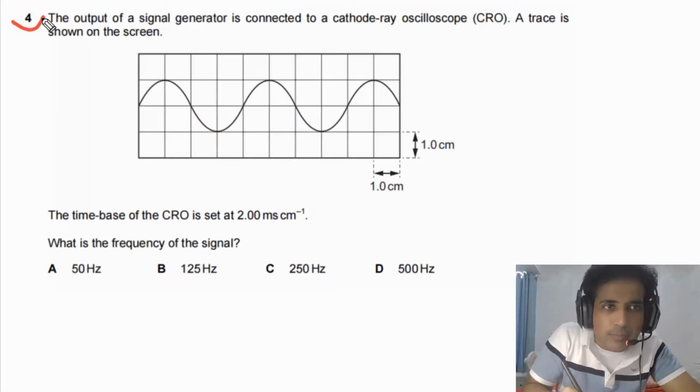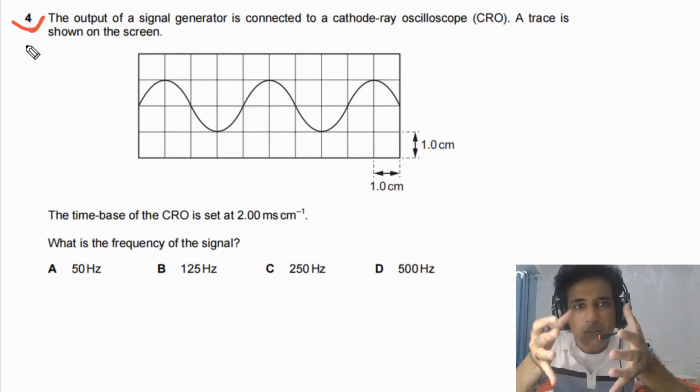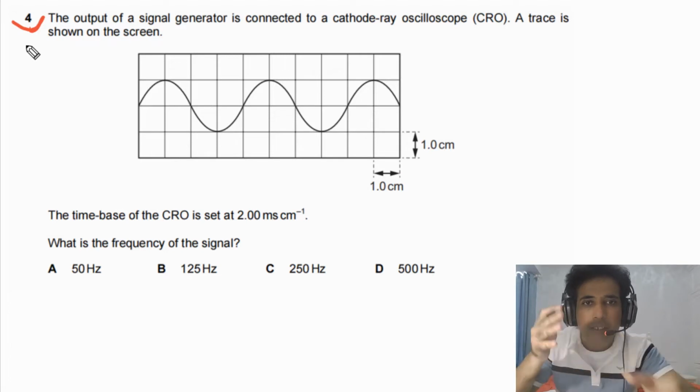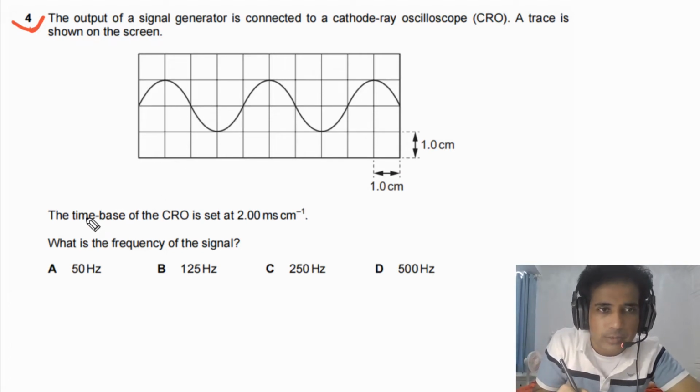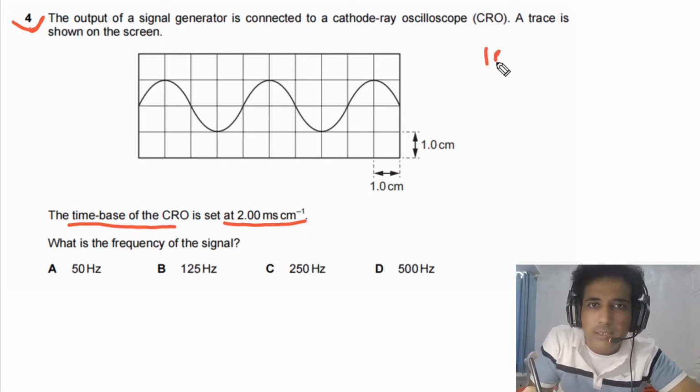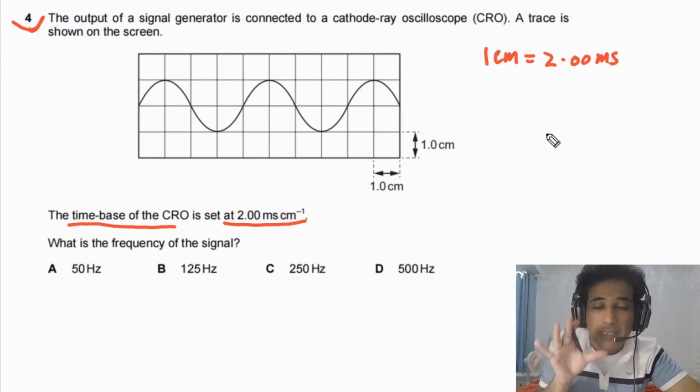Question number 4 is about CRO, and this is a typical type of question about CRO. You will see this question in almost every paper. So you need to understand how to calculate time period and frequency using CRO. Let's try to understand how we can answer this question. It is given that the time base of the CRO is set at 2.0 milliseconds per centimeter. It simply means that 1 centimeter is equal to 2.00 milliseconds. Very important point, time base setting.